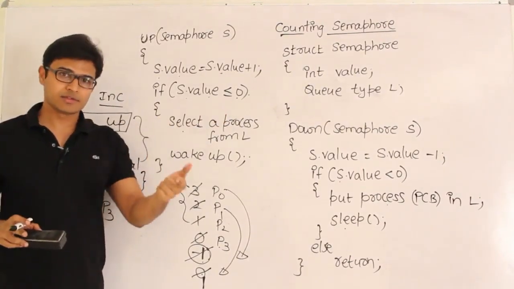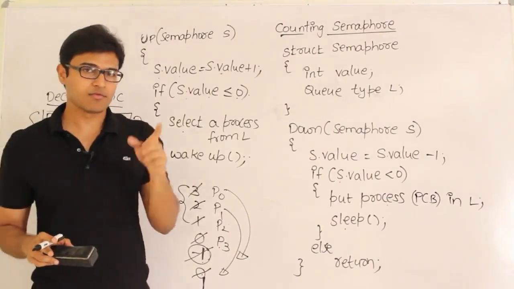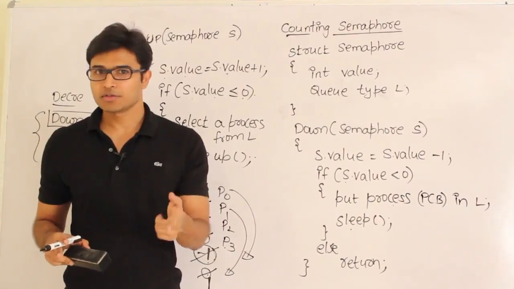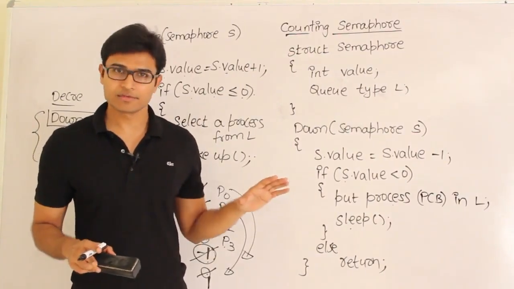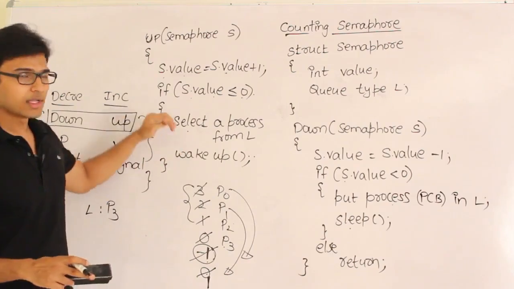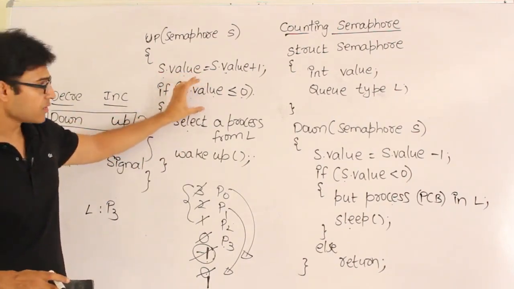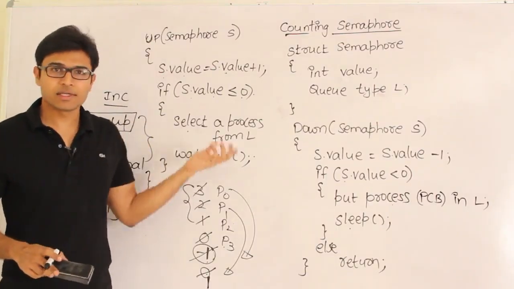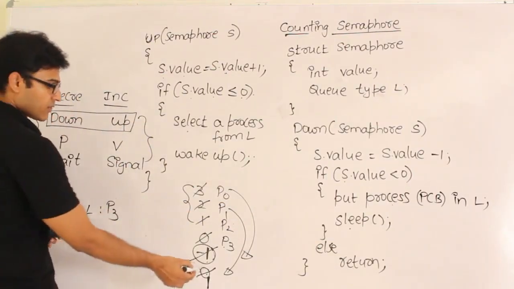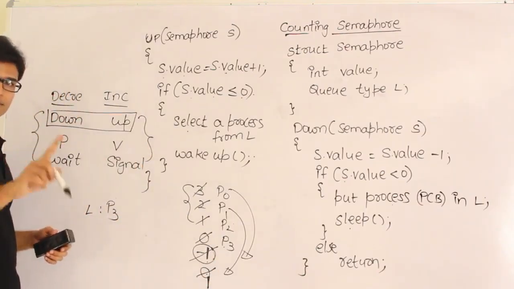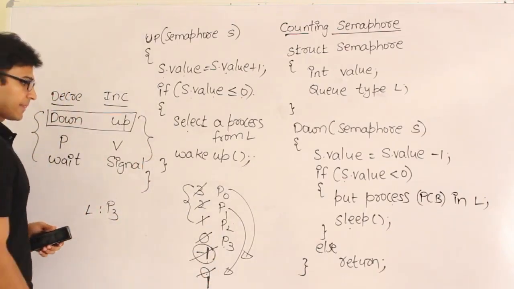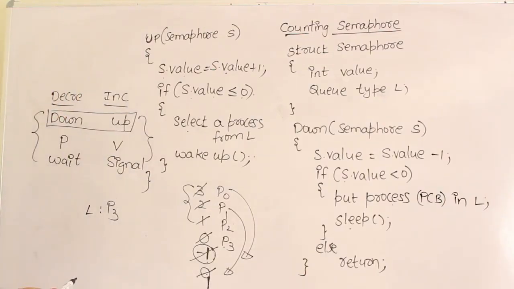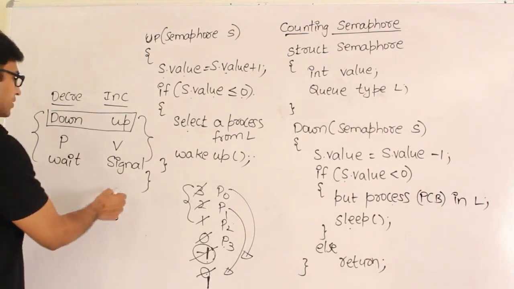If the value is greater than 0 after incrementing by 1, then what could be its value before incrementing? Either it could be 0 or some positive value, which means there is no process waiting. That is why we don't do anything. Only when the value is less than or equal to 0 do we pull out a process and schedule it. Otherwise, we just leave it as it is. Now, what is the new value? 1. What does it mean? Next time one process can enter without getting blocked.